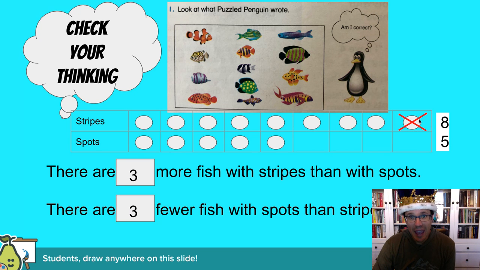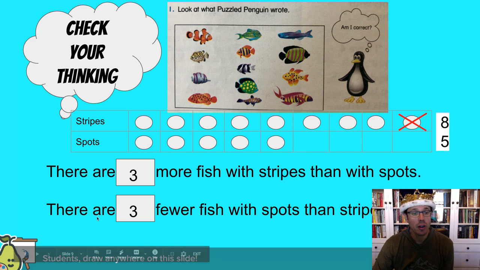Because if there's only 8, then that means that there are 3 more fish with stripes than with spots. And again, when I'm thinking about how many more fish with stripes than with spots, what I'm doing is looking here and seeing how many extras there are. That's how many more fish there are with stripes than spots. And it goes the other way if I'm looking for how many fewer fish have spots than stripes. So there are 3 fewer fish with spots than stripes. And I know there are 3 fewer because there are not 3 in this little box here, okay?